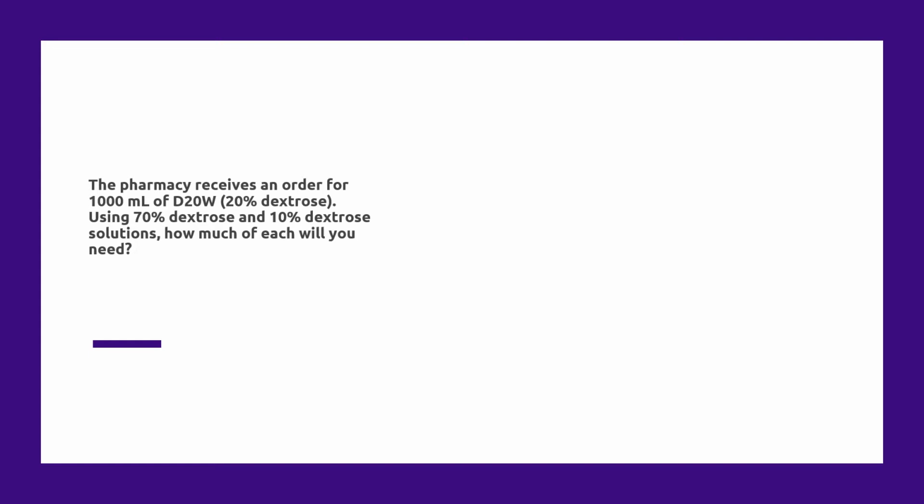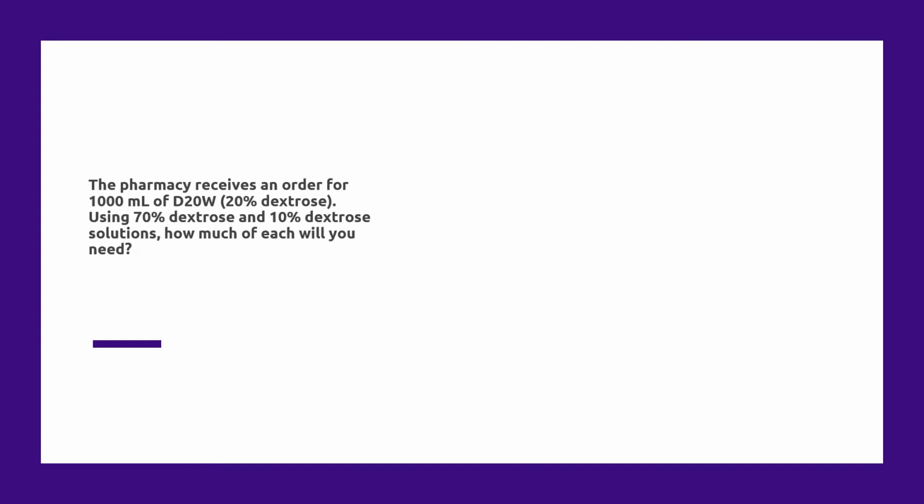You can use allegation anytime you are being told to compound something where the percentage concentration is somewhere in between two other concentrations that you have on hand. So if you're given two numbers that you can use to compound something, but you need a number somewhere in the middle, you're going to use allegation.